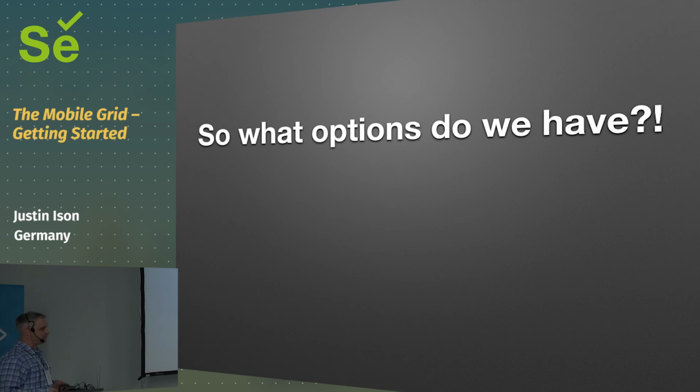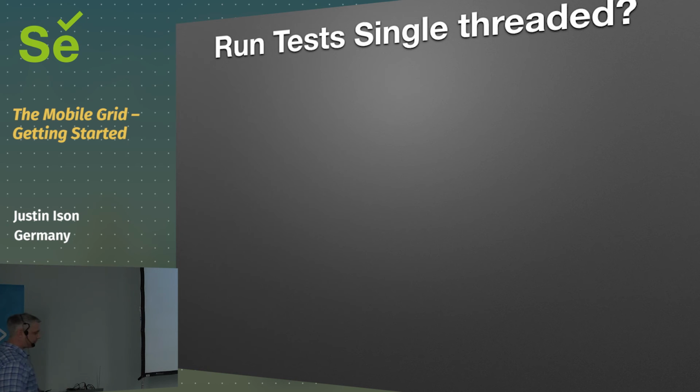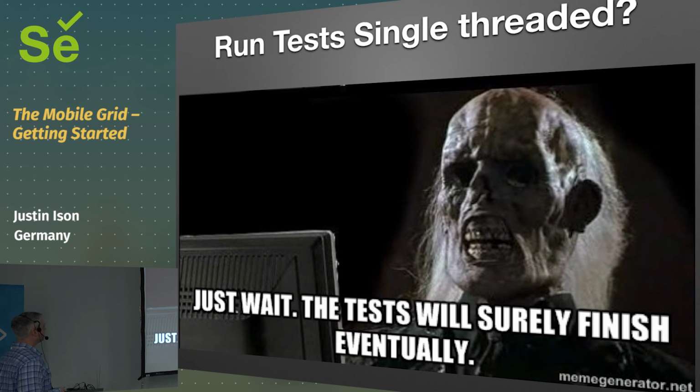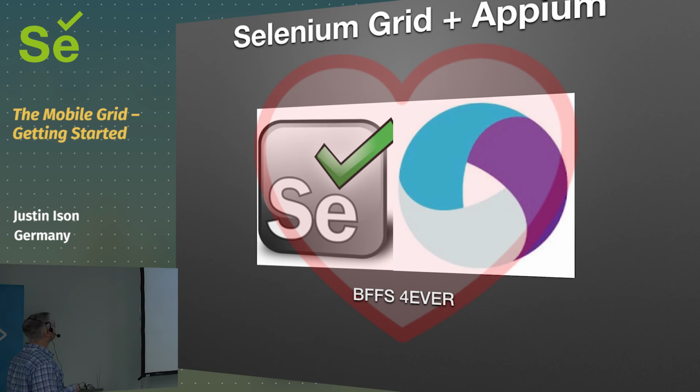So what options do we have? Test automation, of course, that's why we're all here. But how, why, and where? So you do spend time, you create a test suite. But what do you do? You can run it single-threaded. You'll turn into this guy waiting for your test to finish. Still not recommended. Parallelization, of course. So that's why we have Appium, Selenium Grid, and they're very happy together.